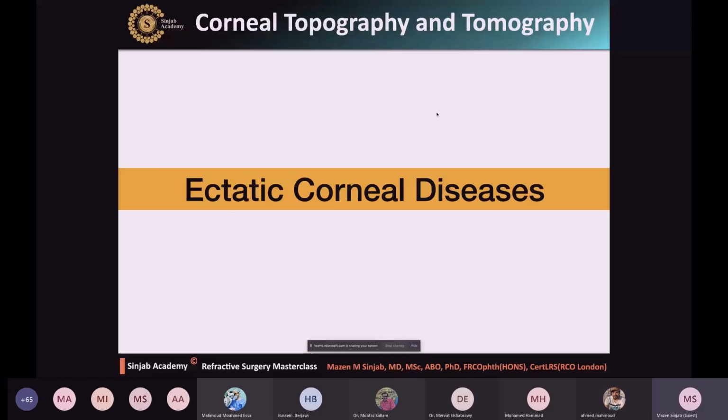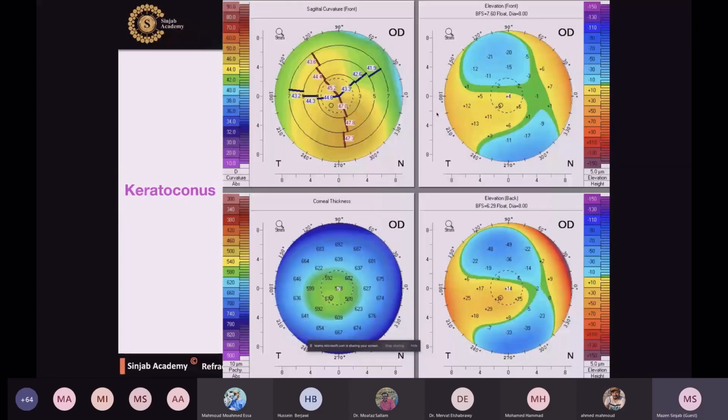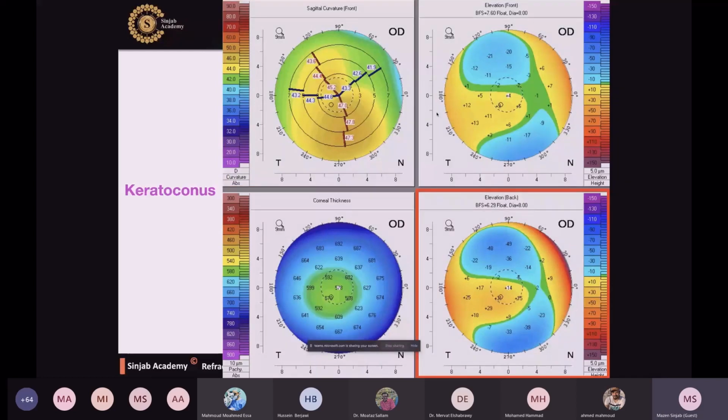Hereby, I go to some highlights about ectatic corneal diseases, how to define ectatic corneal diseases. Just keep it in mind, whenever you find abnormal anterior curvature map and abnormal posterior elevation map, this is keratoconus, all right? And regardless of the thickness map, because in some cases we find thick keratoconus and thin normal cornea.